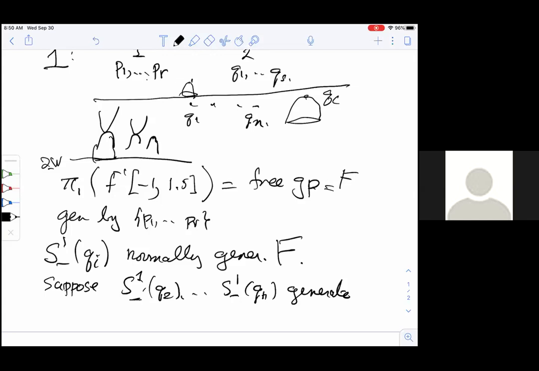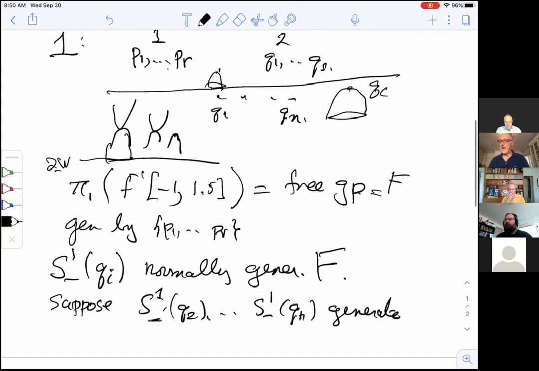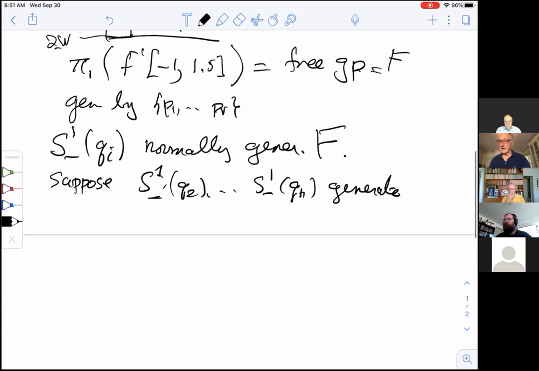But there's no reason to assume that. No reason that should be true. And what we did was we created a situation in which that was true by adding a birth, a birth that put in one more critical point of index 2 and a critical point of index 3. Well, the critical points that you already had of index 2 did normally generate the fundamental group. So I have this extra one now.